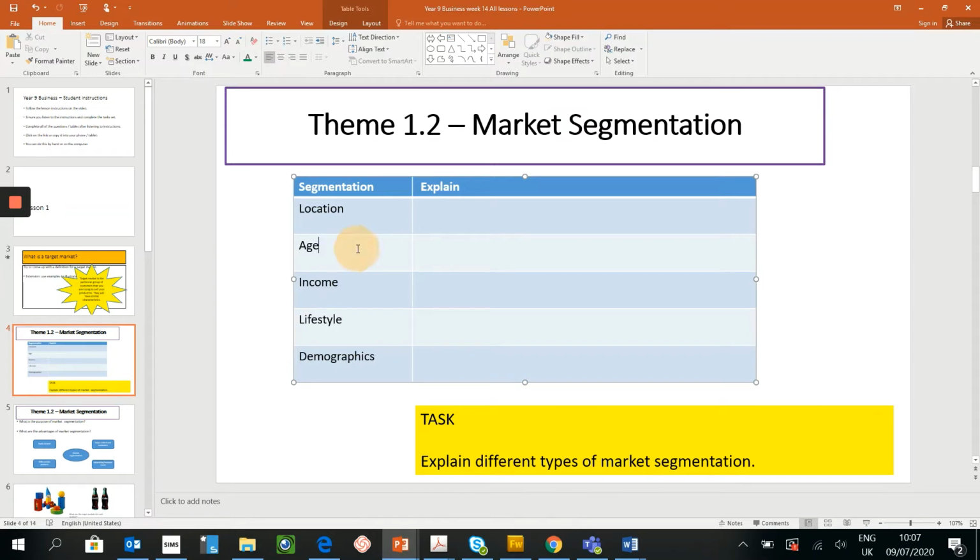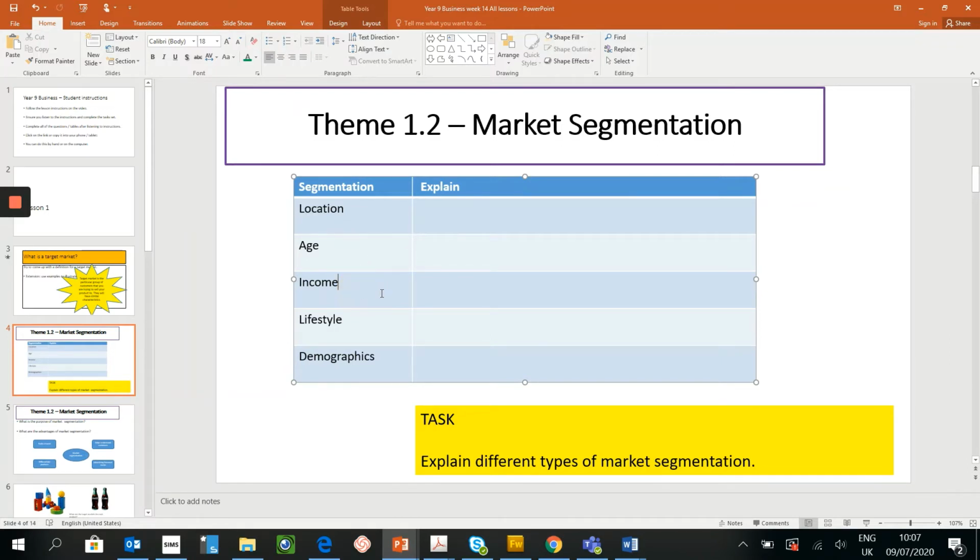Age is the most basic form of market segmentation. You're selling products based on age. It could be 0 to 1 year olds. It could be 3 to 4 year olds, which you see on toys. It could be, for example, teenagers' magazines, whatever it may be. It could be retirement homes. The target market is based on age.